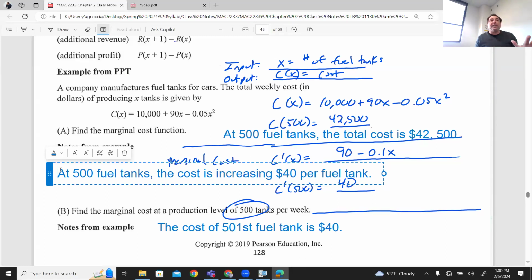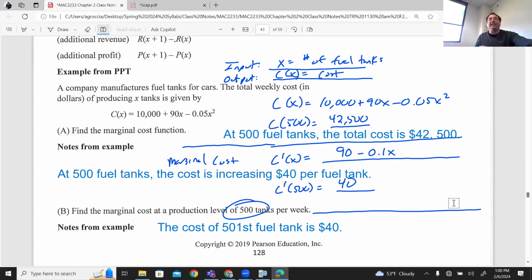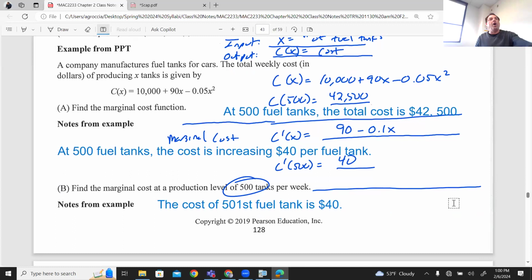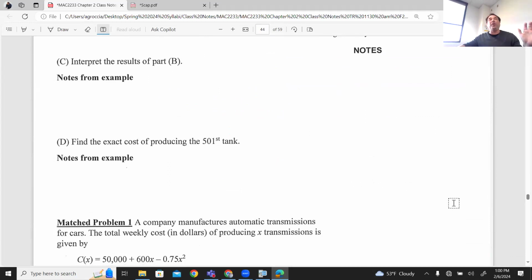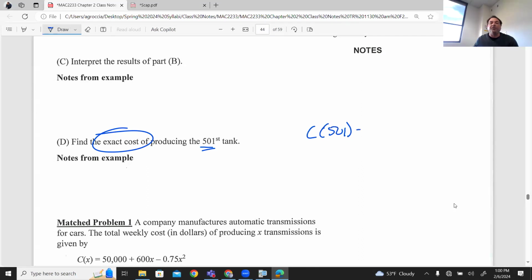Okay? Now I'm pausing there because the problem I'm going to leave you to do after I do one more thing is going to say and first, and you're going to know which one to do. But before we do that, all of this is marginal cost. The next thing, which is a very quick topic, is called exact cost. If I want to find the exact cost of the 501st, there is no derivative. There is no calculus at all. That is the cost of the 501st minus the cost of the 500.